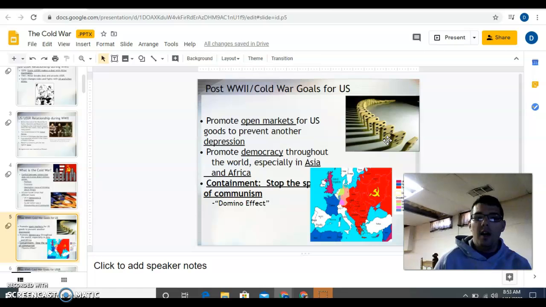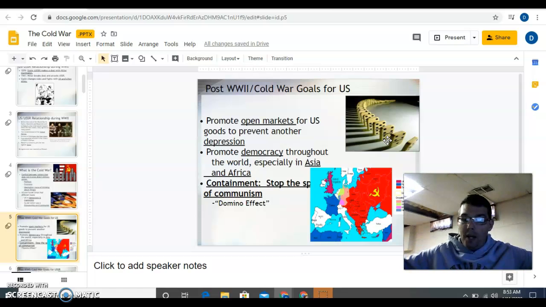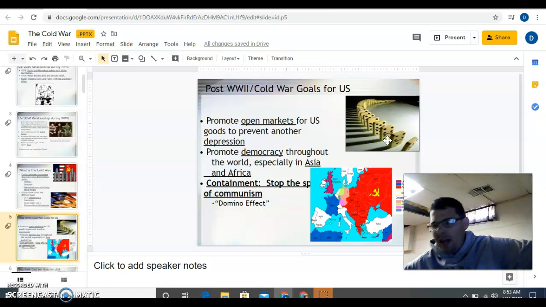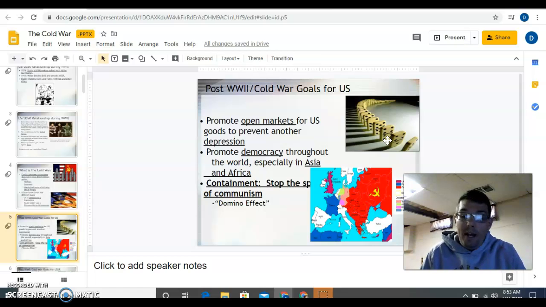All right, so what are our post-World War II Cold War goals for the United States? This is U.S. goals. 1 is to promote open markets for U.S. goods. So we don't want the Great Depression to happen again. So we want to make sure that we're expanding and opening up new markets in Asia and in the Pacific Islands and in Europe. We want to make sure that we're selling our products to those nations to create an open trading market that will help U.S. businesses stay in business and create wealth and grow.